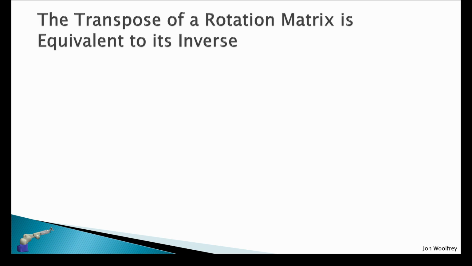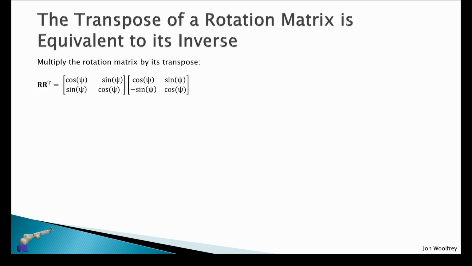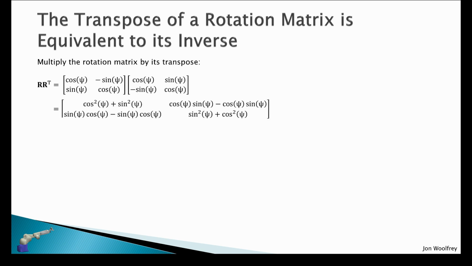So the transpose of a rotation matrix is equivalent to its inverse. Let's multiply the rotation matrix by its transpose. We have R times R transposed is these two matrices here, which when we solve the mathematics, we end up with this single matrix. And you will notice that the diagonal elements from trigonometry will be 1, and the off-diagonal elements will cancel each other out to be 0. So what we're left with is the identity matrix. But we also know that a matrix by its inverse gives the identity matrix, and therefore the inverse of a rotation must be its transpose.